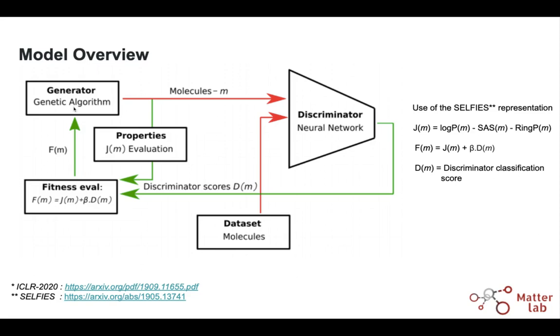On top of the genetic algorithm, we have a neural network discriminator. This can be viewed in a typical GAN-like fashion, where you have fake data being proposed by the genetic algorithm and real-world samples coming from the data set. In this case, a subset of the Zinc database. We incorporate the predictions of the neural network discriminator into our fitness function. Notice that we have a parameter beta on the discriminator predictions D of M.